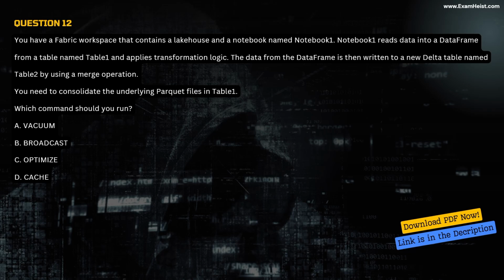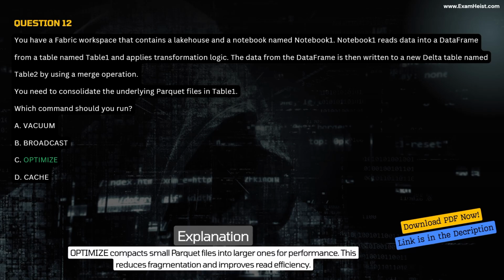A. Vacuum. B. Broadcast. C. Optimize. D. Cache. Correct answer C. Optimize. Explanation. Optimize compacts small Parquet files into larger ones for performance. This reduces fragmentation and improves read efficiency.